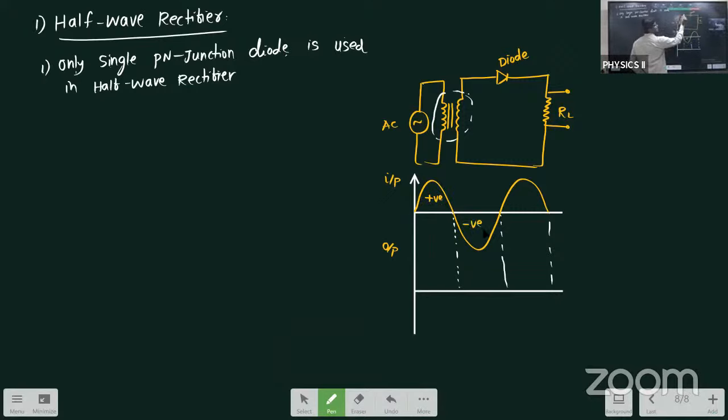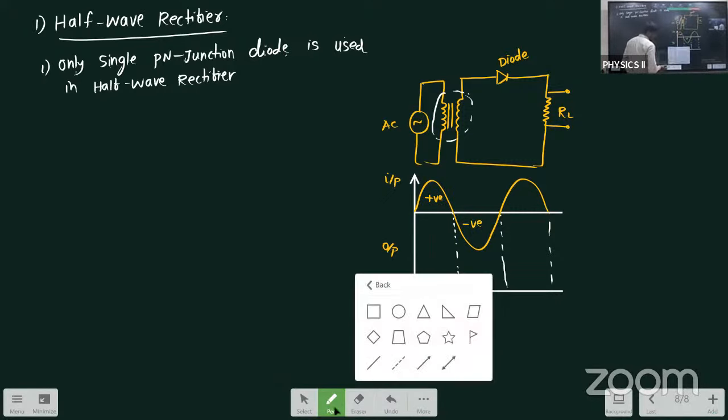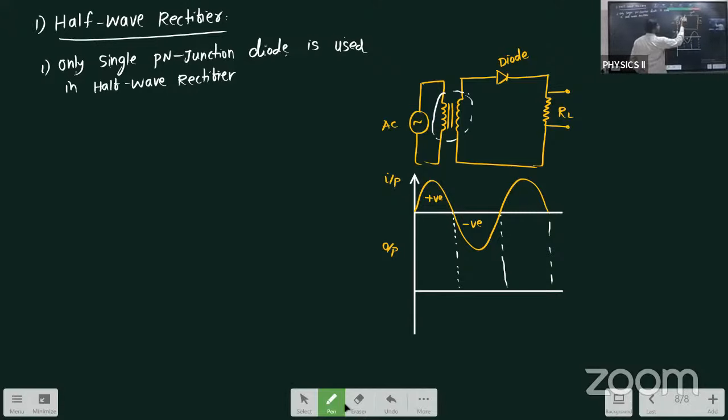Whenever positive cycle is there, we know that this is the P side of the PN junction diode. This is the N side of the PN junction diode. This will become positive during positive cycle, and this will become negative. Whenever for a diode, the P side is connected to the positive terminal of the battery and the N side is connected to the negative terminal of the battery, this type of connection is called as what? Forward bias. During forward bias, any current will flow or not? Definitely yes, the current will flow in forward bias.